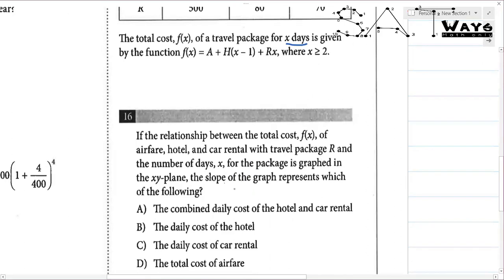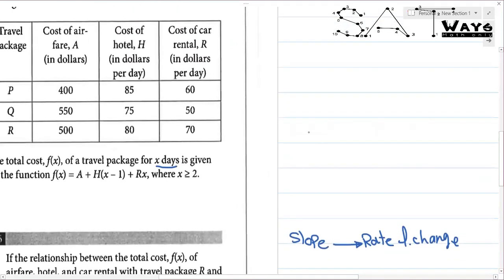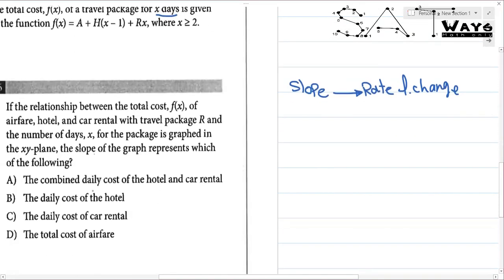What is the meaning of the slope in word problems? It's rate of change. So let's check again. What is the rate of change here? What is the thing that I'm going to pay every day? The cost of the hotel, because it's per day, and the cost of car rental, which is per day also. So the slope right here will be the combined daily cost of the hotel and car rental, because I'm going to pay it each day, which means it's a rate of change, which means that is slope.